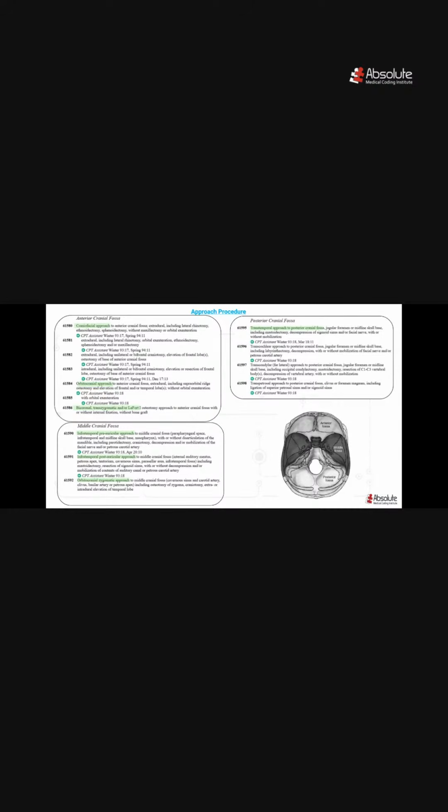So each code descriptor tells which approach was performed. You have 61595, which is transtemporal, meaning through the temporal bone. Then we have 61596, transcochlear, meaning through the cochlea. And 61597, transcondylar, which means through the condyle. And finally, we have 61598, transpetrosal. All right, so trans means through. And this is how the approach procedures are classified. The only important thing you have to note is to identify which approach has been used.